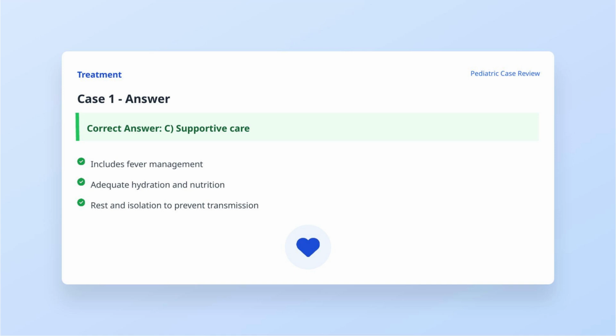This includes antipyretics for fever control, ensuring adequate hydration and nutrition, rest, and appropriate isolation measures to prevent transmission. Antibiotics are not indicated unless bacterial complications develop. There is no specific antiviral therapy routinely recommended for uncomplicated measles, and corticosteroids are not part of standard management.